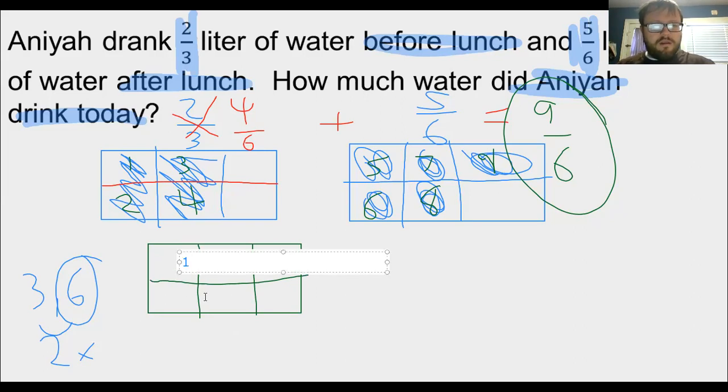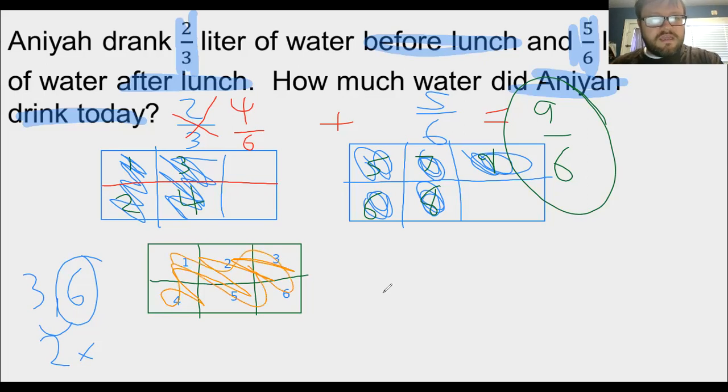So I have 1, 2, 3, 4, 5, 6. Now I have 6 over 6. I know that 6 over 6 equals 1 whole. I'm just going to go ahead and shade this entire rectangle just to represent that I'm using a whole here. So I see that I have 6 over 6, but I need 9/6. So I need to draw another set of sixths. Let's just draw another rectangle.